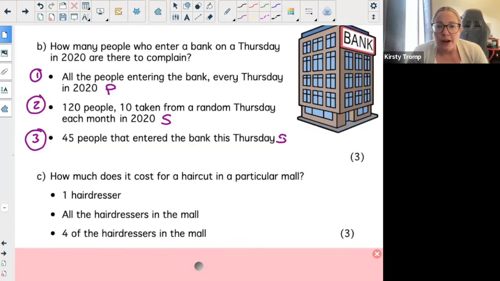Ma'am, are we giving the price or labeling whether it's a sample or population? You're labeling whether it's going to be a sample or whether it's going to be a population.